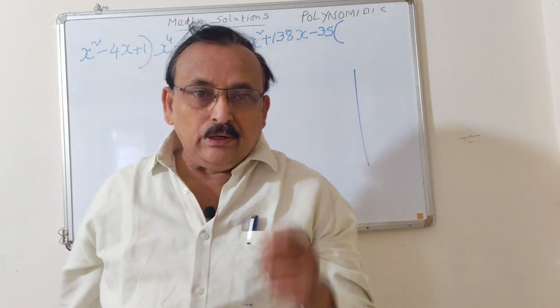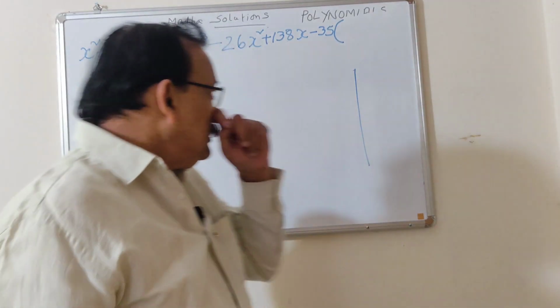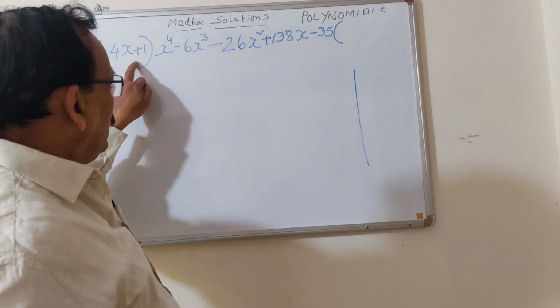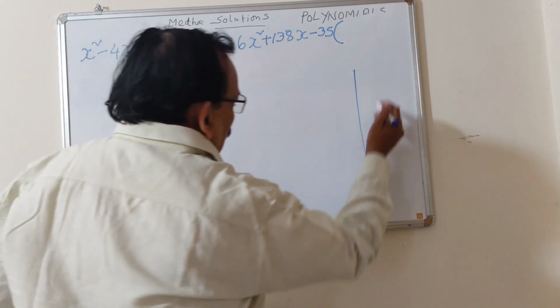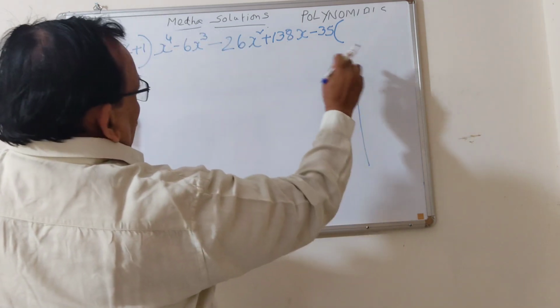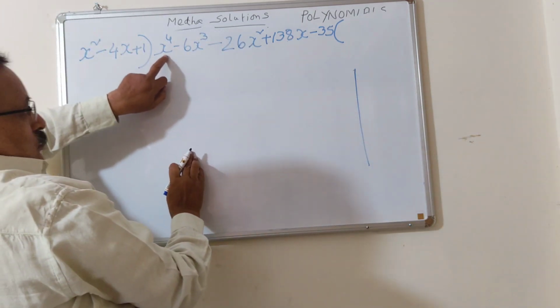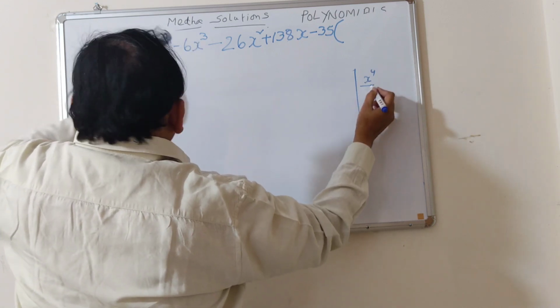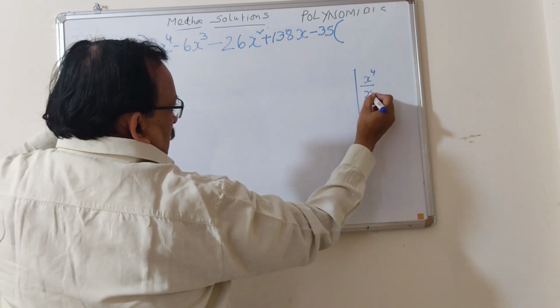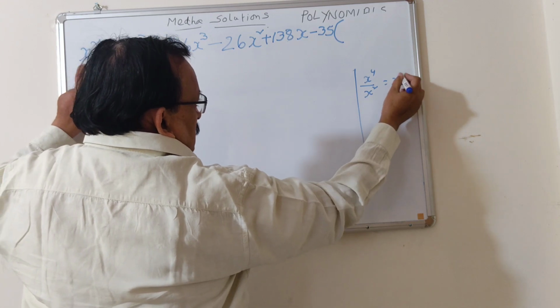Now we are going to divide with this quadratic polynomial. Alright, now here this first term x⁴ should be eliminated. x⁴ by this first term x², that is equal to x², is the quotient.